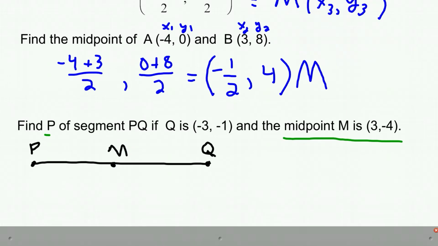Here's the thing. We know the values for M and for Q. We know that Q is (-3, -1), and we know that M is (3, -4), and it's asking us for the values for this point P. Let's think about how we would do this for a second. I'm going to give you just a second to think to yourself about what your strategy would be to figure out what that value is.